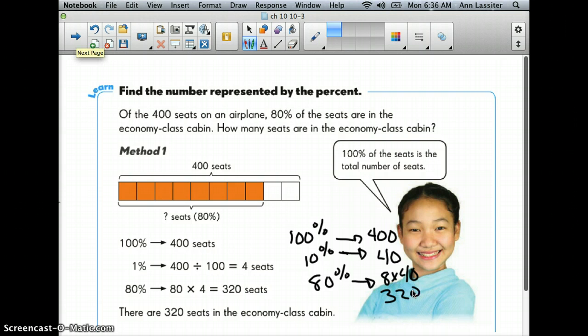However, they talk about splitting it into, if you know 100%, 1% is 100% divided by 100, so 400 divided by 100 is 4, and 80% would be 80 times 1%, so 80 times 4 is 320 seats. You can see you come up with the same solution, either method, but whichever you prefer.